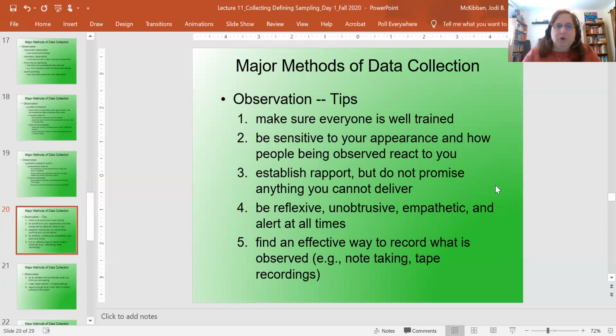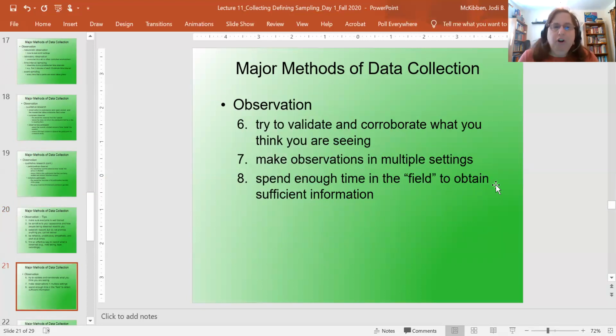Find an effective way to record what's being observed. Try to validate and corroborate what you think you are seeing. That's a tough one, especially if you're just from the outside. Make observations in multiple settings, right? So don't just go to one playground, go to several. And spend enough time in the field to obtain sufficient information.